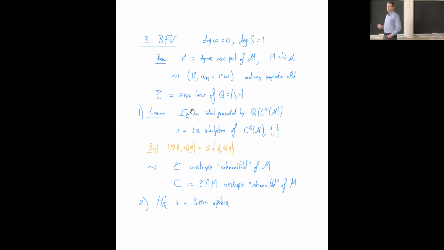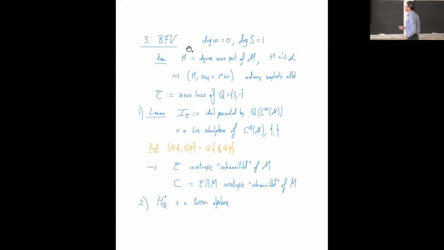Okay, I will not talk about BV in this talk, but I will mention BFV because it's important for what I want to do. I actually want to describe the relation between BFV and BF2V. So BFV means the degree of the symplectic structure is 0 and the degree of the function is 1.